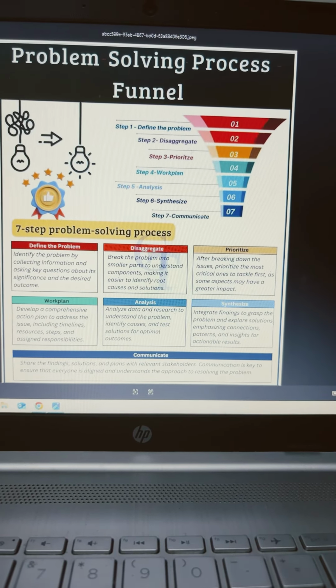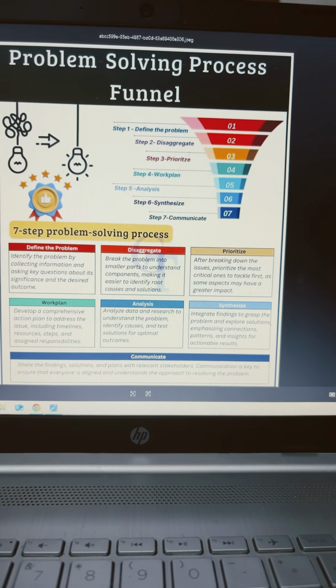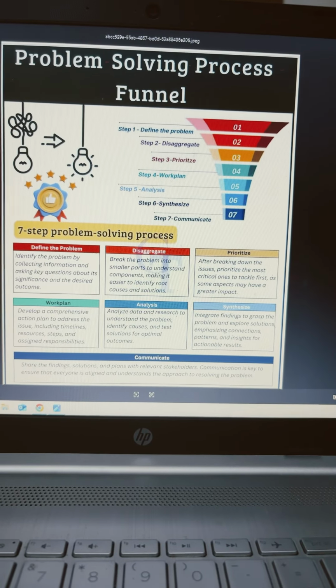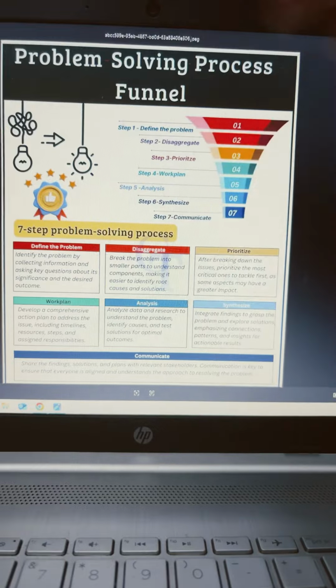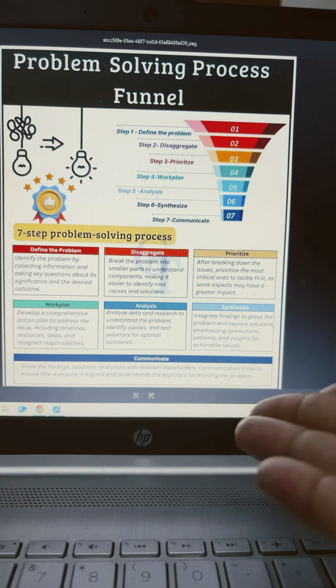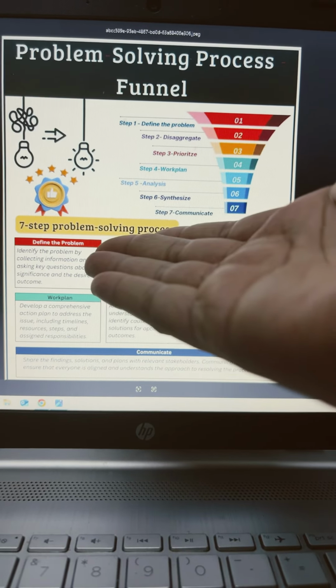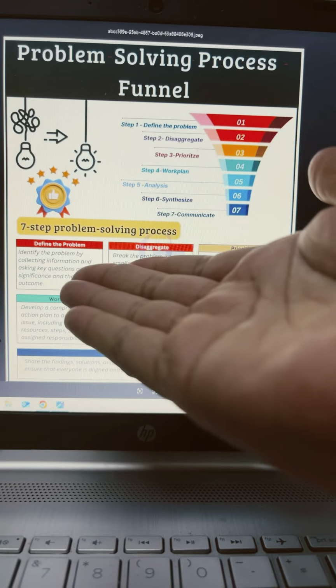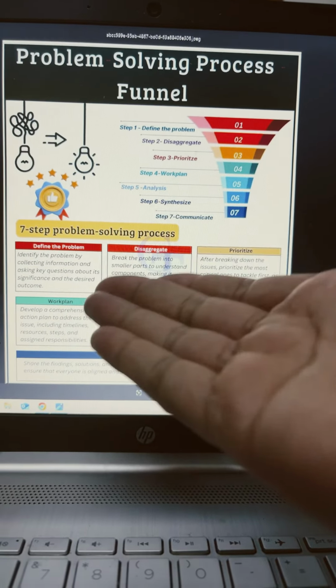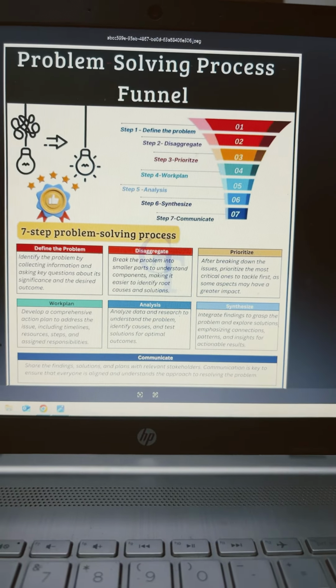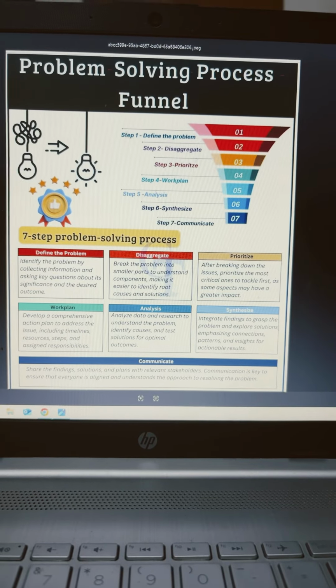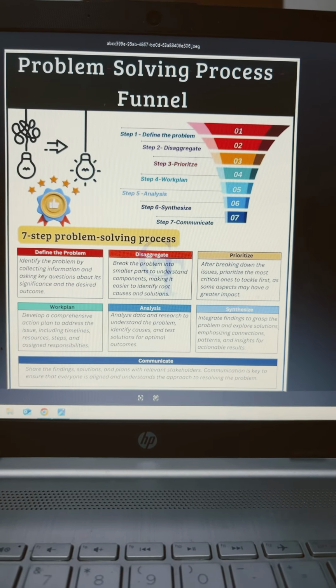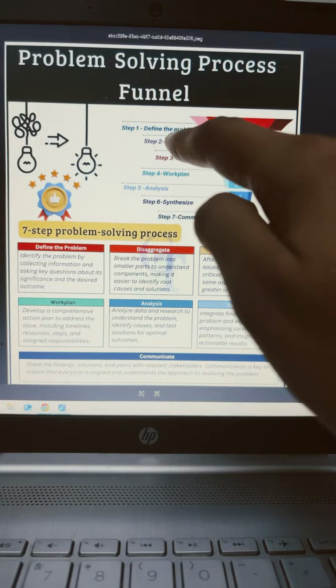The first step includes defining the problem. Whatever the problem is, you need to understand the problem first, then only you can find the solution for that particular problem. You identify the problem by collecting information and asking questions about its significance and the desired outcome that the individual expects.